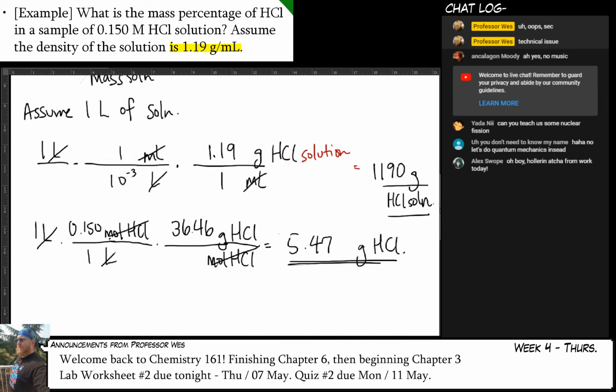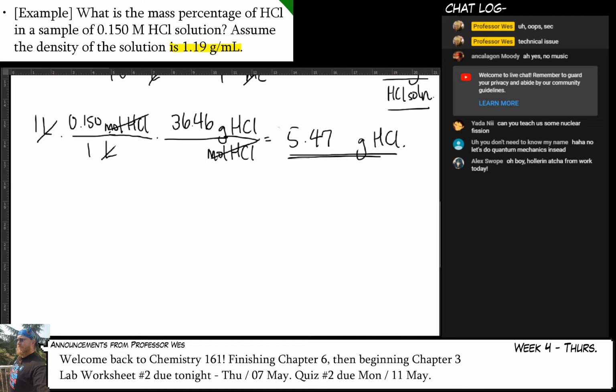So now that we have that information, we can find a mass percentage. And so I could say mass percent is the mass of the component, which is the HCl, and the mass of the solution, which is 1190, times 100%. The units cancel out. I punch it in my calculator. And I get 0.460.